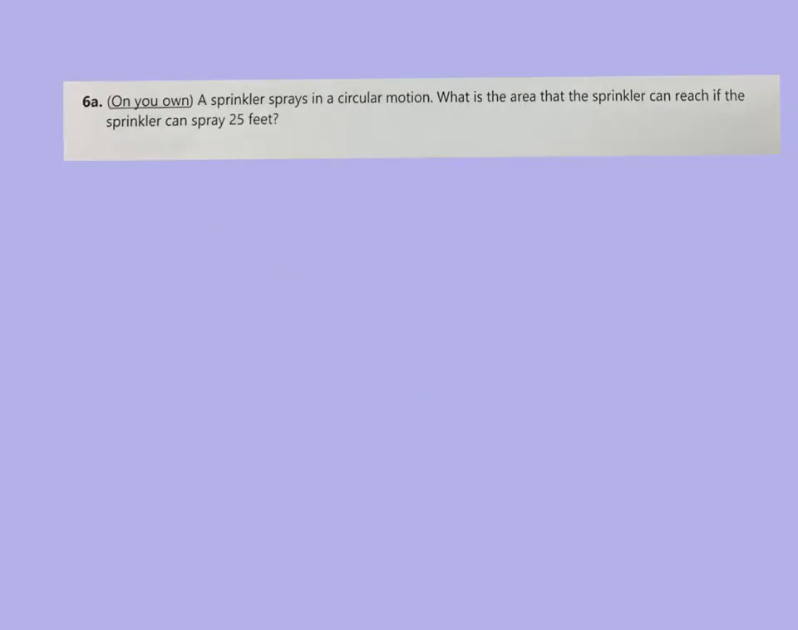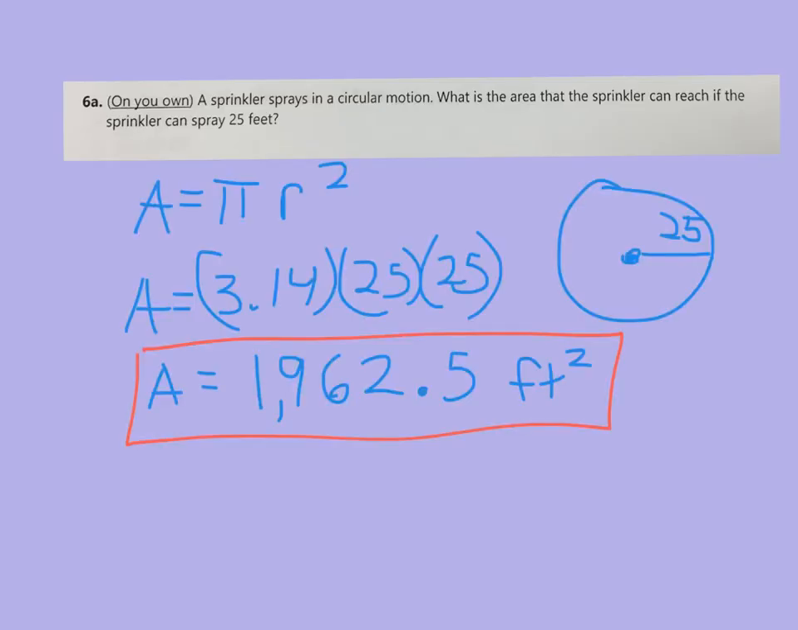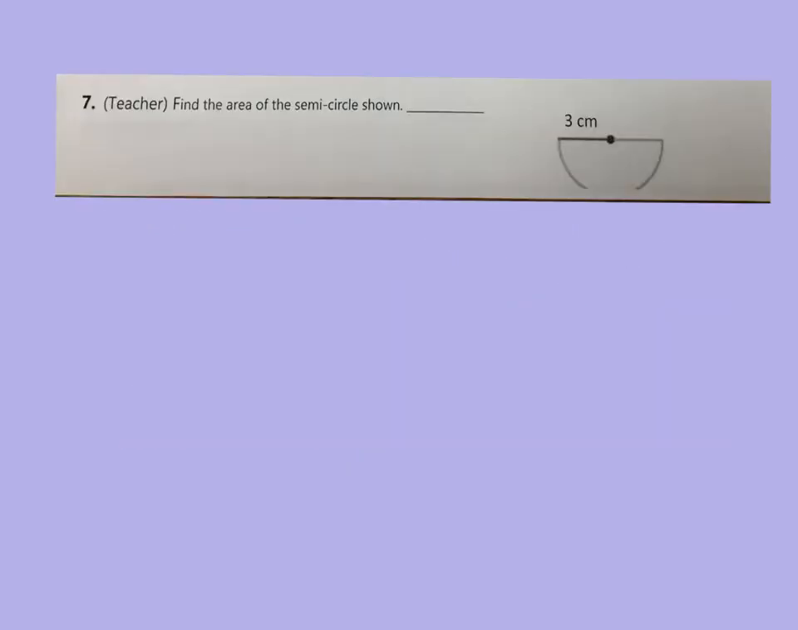All right, see if you can do this one on your own. All right, hopefully you got the answer that the area that the sprinkler can spray is 1,962.5 feet squared.